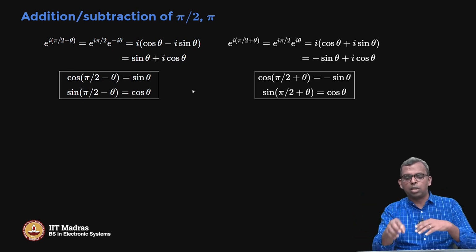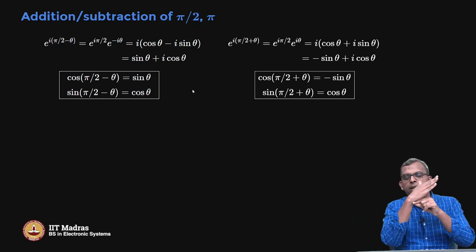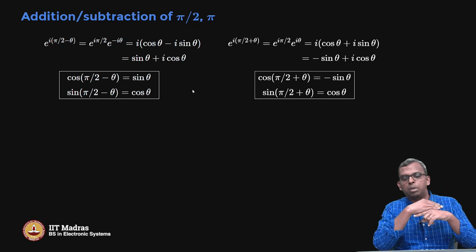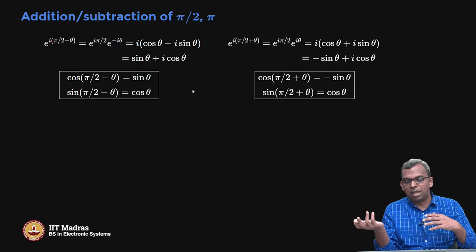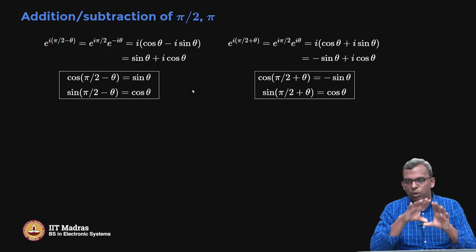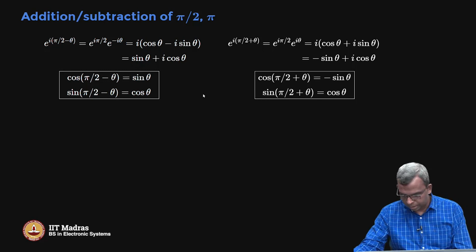Another way to visualize all these things is on the unit circle. So you have an angle theta, you add 90 degrees to it, the cos actually now becomes the sine of the original angle, and the sine actually becomes the cos of the original angle, and there is a sign change. You can prove these even geometrically, looking at the unit circle and the angles.